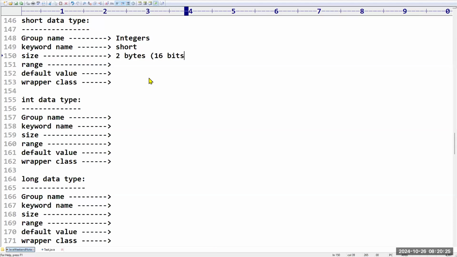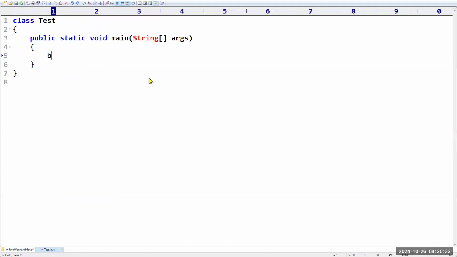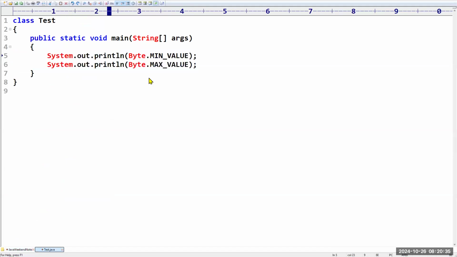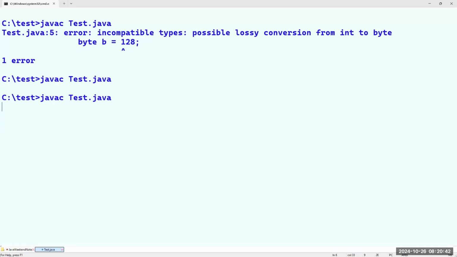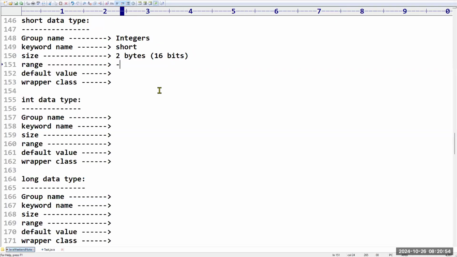2 bytes means what? 16 bits. Okay, the diagram and all I am not taking. What about the range? If you want the range, how to calculate? For short, the wrapper class name is nothing but Short. If you run the program, the output we will get is minus 32,768 to plus 32,767.